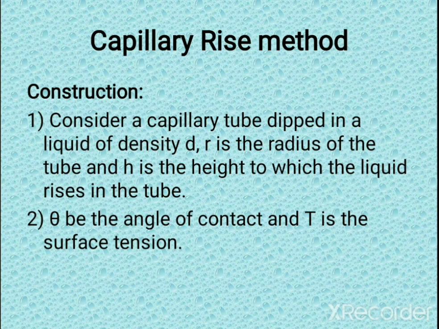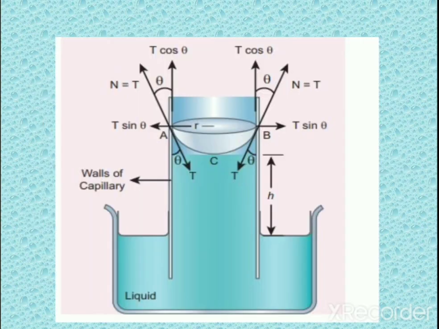See the capillary rise method. Here we have taken a capillary tube dipped in a liquid of density D. R is the radius of the tube and H is the height to which the liquid rises in the tube. Theta is the angle of contact and T is the surface tension. In the diagram, we have a beaker containing liquid and we keep a capillary inside the liquid. So the water rises in the capillary.